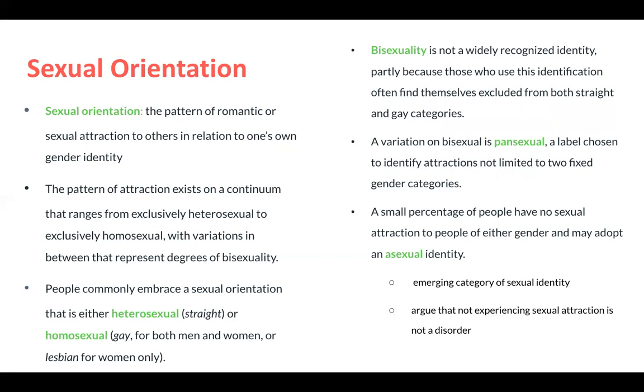research suggests it's better to understand this in terms of being like a continuum that can describe attraction and behavior from one end of the continuum, which would be exclusively heterosexual, to the other end of the continuum, which would be exclusively homosexual. And then there are all these variations in between that represent not just one identity of bisexuality, but a variation of bisexual identity and behavior.